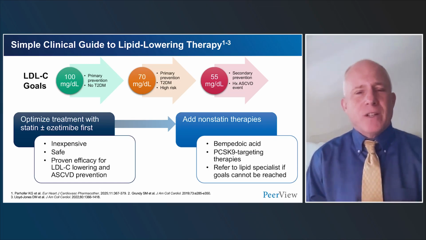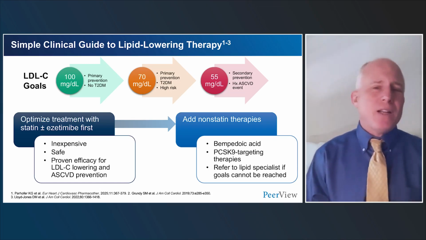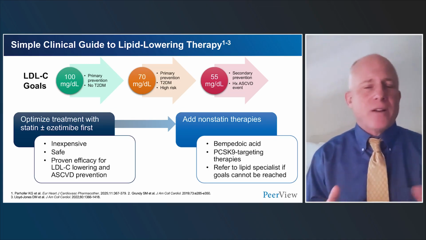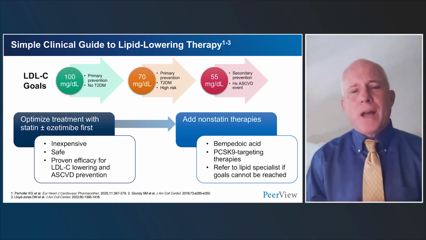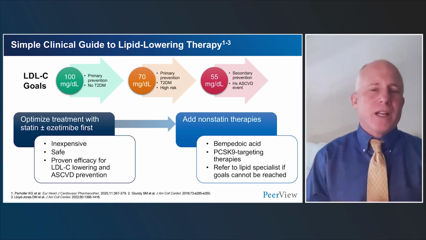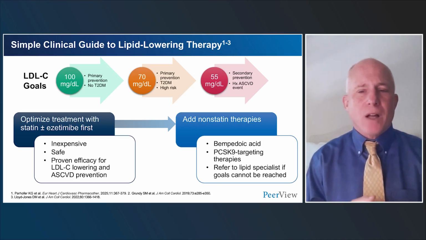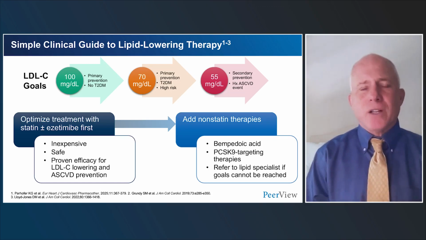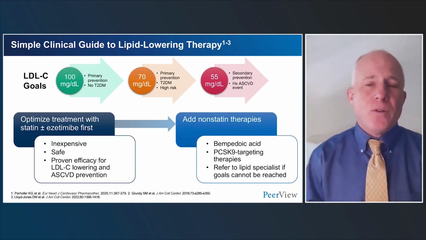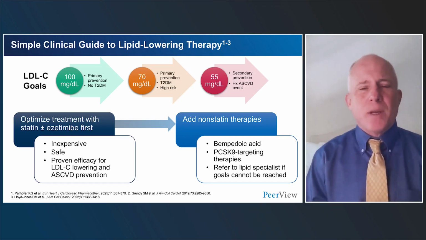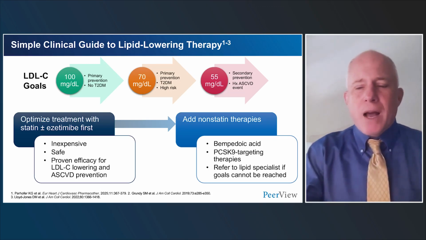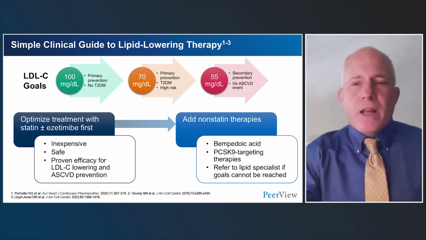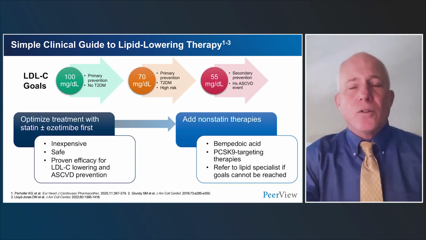If your patient needs to get to those lower levels, you may need to use non-statin and other therapies, such as bempedoic acid, the PCSK9 inhibitors, or really getting them to a cardiologist or lipidologist if those goals can't be reached. But I really encourage you in primary care to at least try to start doing that, because these are agents that we often can be used in our practice. Sometimes they have to be written by a subspecialist, but they are agents that we need to consider using earlier.